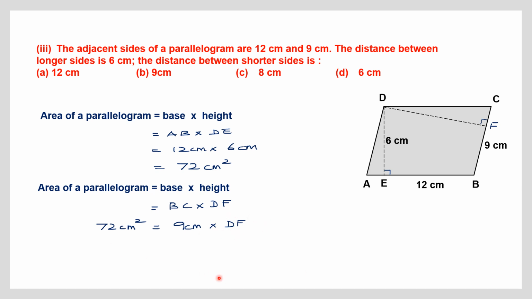So let's find DF by saying DF equals 72 centimeters square divided by 9. How did I get that? The 72 is already there. 9, I've taken it away from DF, I've taken it to the other side. That's how it's become division. Now let's cancel. 9 ones are 9, 9 eights are 72. So now we have found DF, or the distance between the shorter sides. So DF is the distance between the shorter sides, and that is 8 centimeters. This is our answer, and that is option C, 8 centimeters.